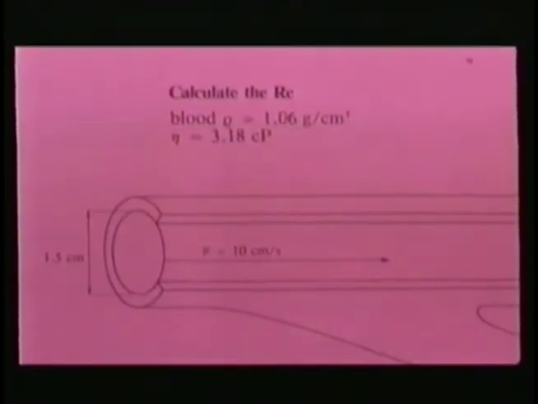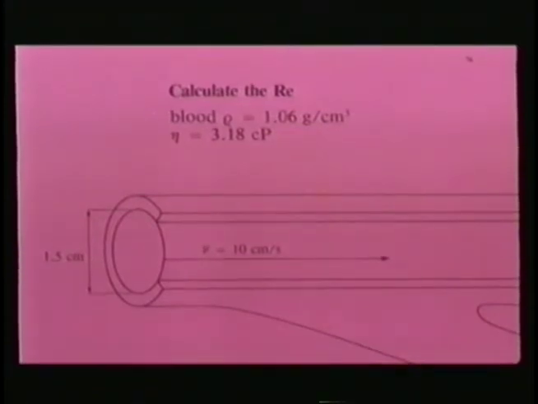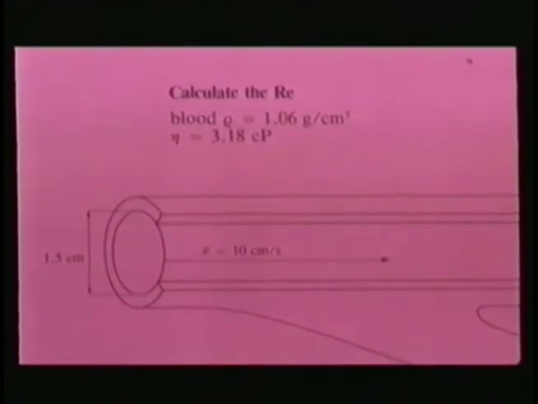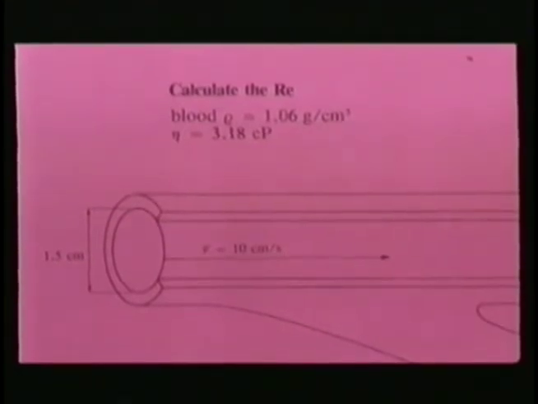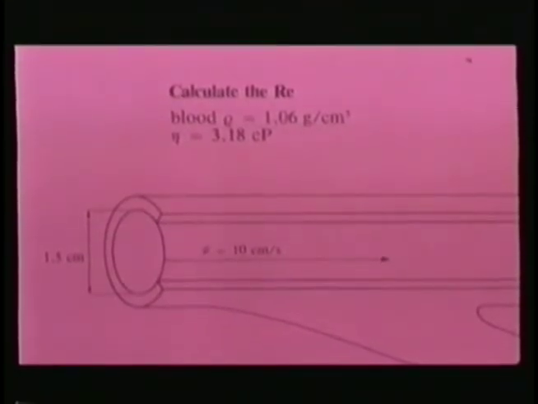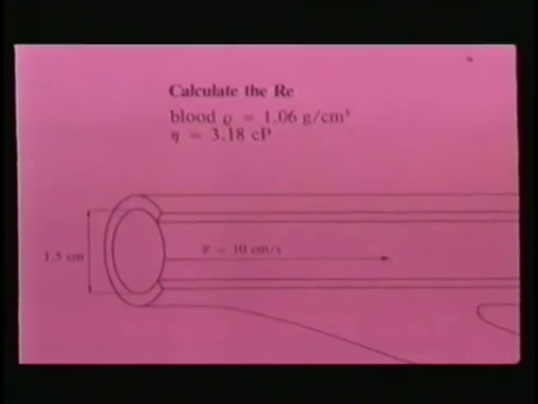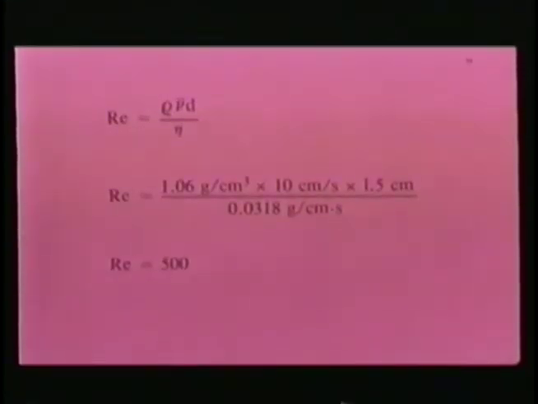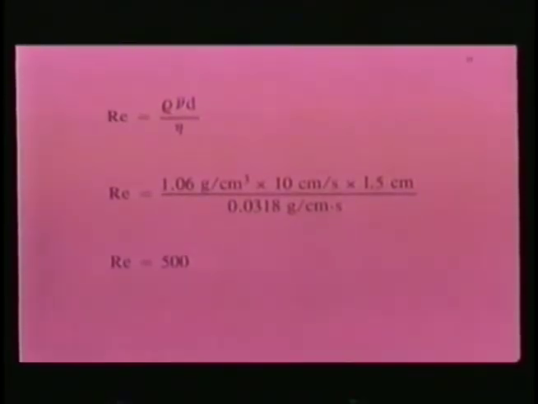In a medium-sized artery, the mean linear velocity is 10 centimeters per second and the diameter is 1.5 centimeters. If the blood viscosity is 3.18 centipoise and the blood density is taken as 1.06 grams per centimeter cubed, calculate the Reynolds number. The Reynolds number is approximately 500. Since this is near the critical Reynolds number, eddies and turbulence may begin to occur at the branch point or bend.